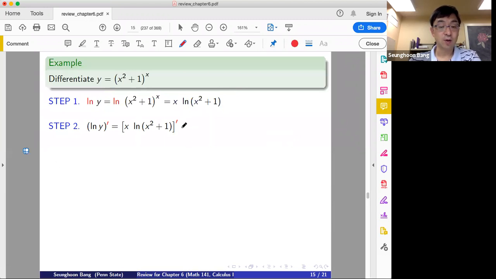What's the first one? This one is y prime over y. This one is the product rule: x prime times ln of (x squared plus 1), plus x times the derivative of ln of (x squared plus 1).